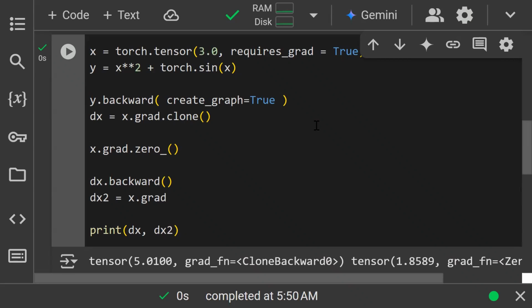So in our case over here, this scalar function, after taking the first derivative, that first derivative itself is still a scalar function. So we had no issues.